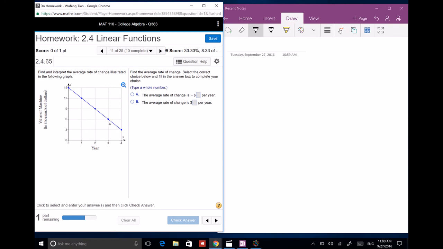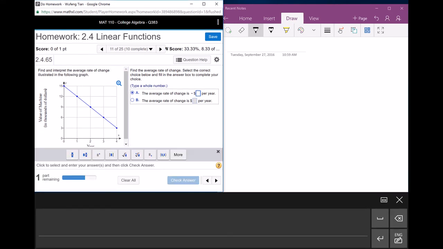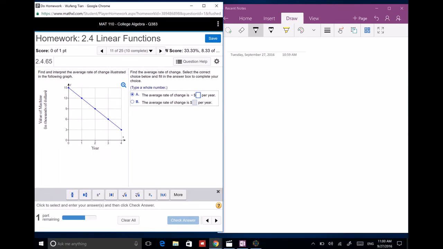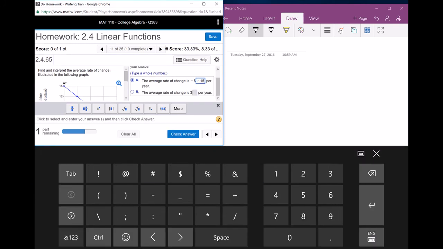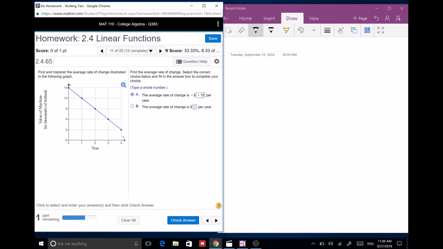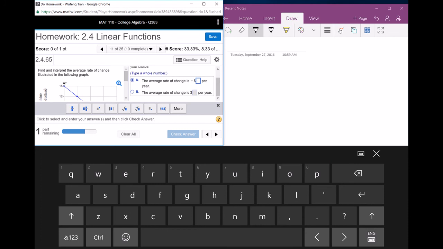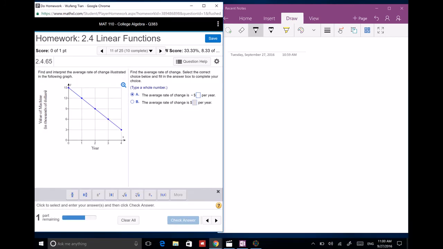Number 11. Find the intercept. Intercept is 15. The average rate of change is negative 15 because it's a decreasing function. Wait. Oh, rate of change, my bad, is the slope. So what is the slope? Rise over run, rise 3, and run 1. So it's negative 3.